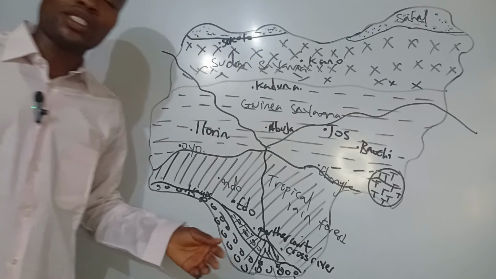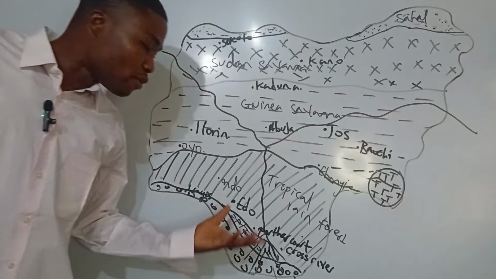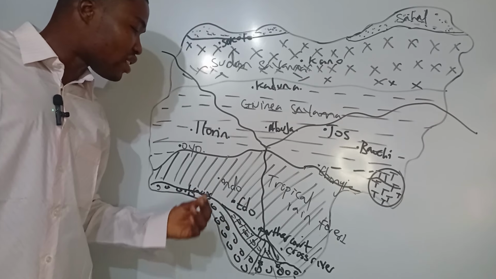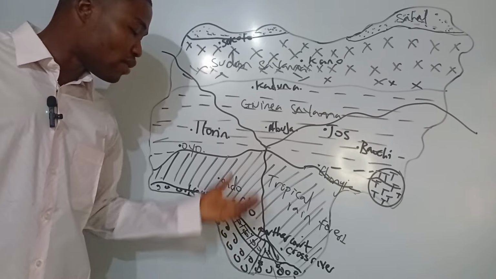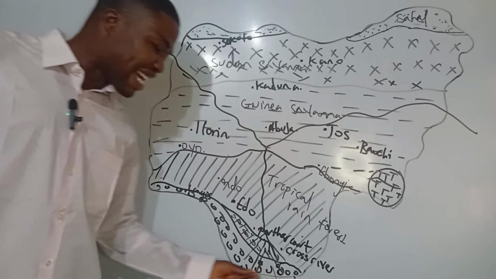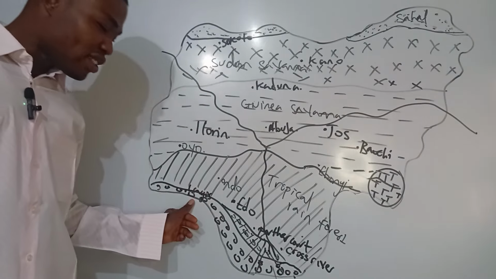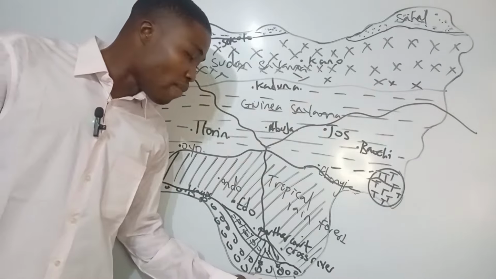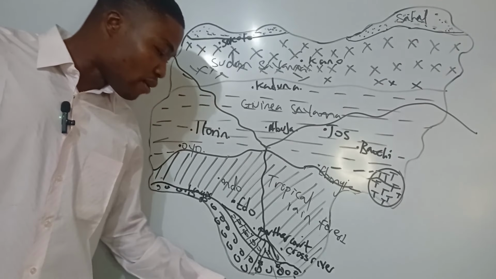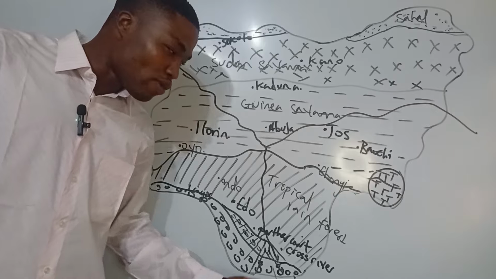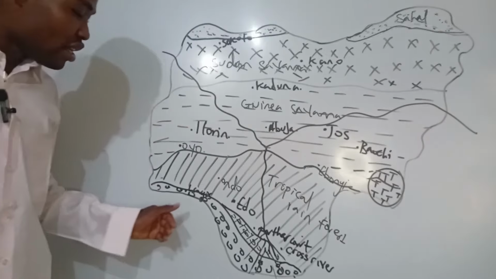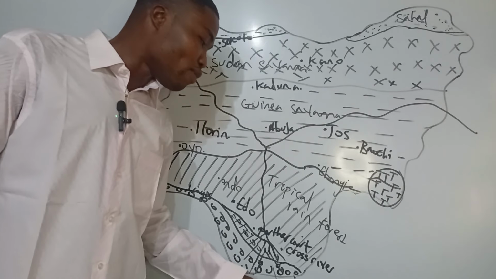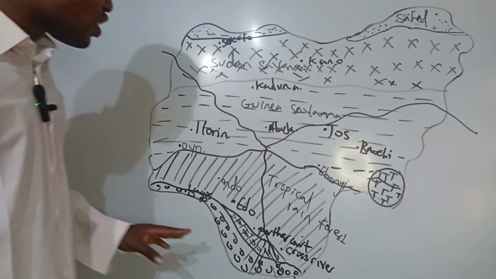Okay, quickly, which state belongs to this mangrove swamp? The mangrove swamp basically is found in Lagos State. Please take note of this: Lagos State, Bayelsa State, Akwa Ibom State, Rivers State, and a little part of Cross River. Okay, Lagos State, Akwa Ibom, Bayelsa, Rivers, and a little part of Cross River. That's where you can find the mangrove swamp.